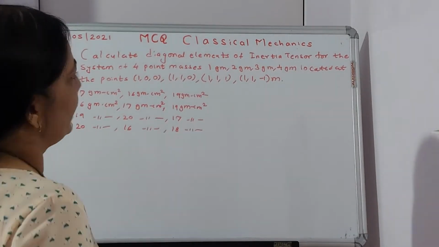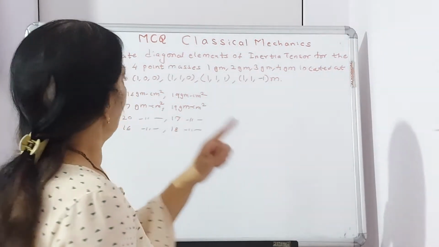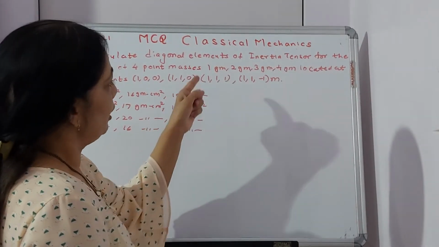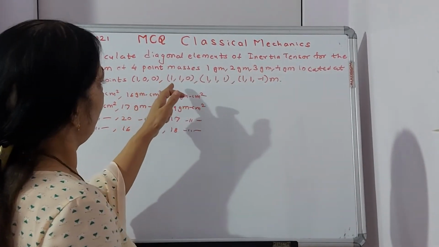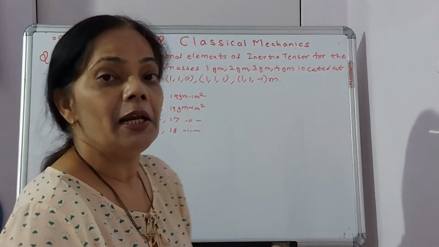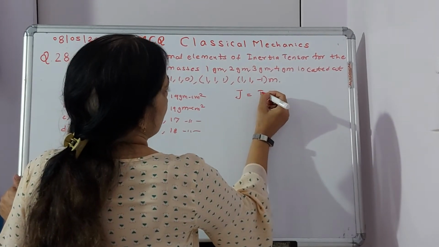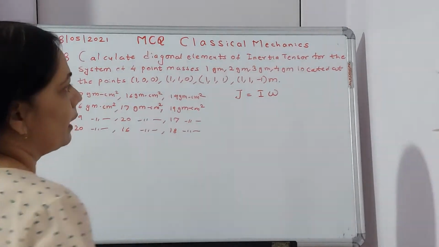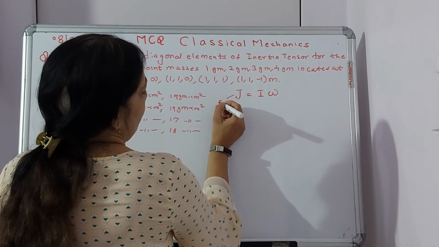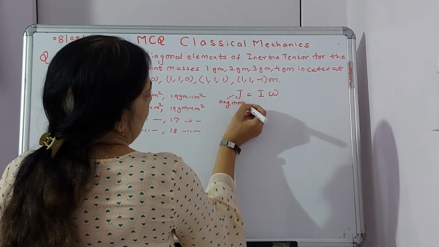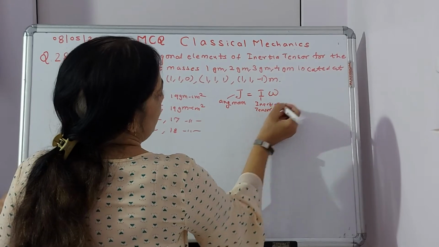This is question number 28, very interesting, which is calculate the diagonal elements of inertia tensor for the system of 4 point masses, 1 gram, 2 gram, 3 gram, 4 gram, located at the points 100, 110, 111 and 11 minus 1 meters, right? So basically this is the inertia tensor topic, J is equal to I omega. Right? This is the derivation which is there in the last module. So over here, basically, what is J? Angular momentum. What is I? Inertia tensor. And what is your omega? Angular velocity.